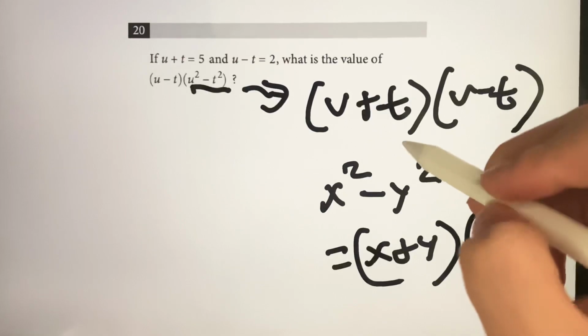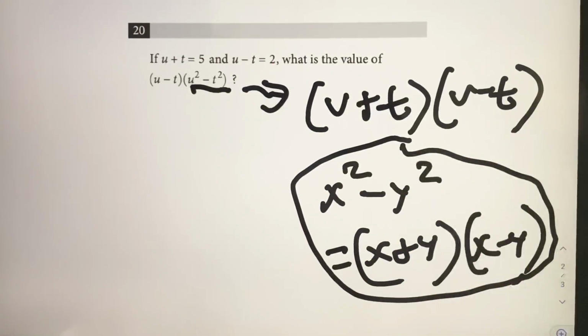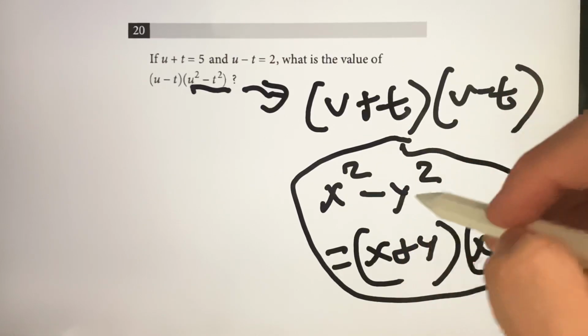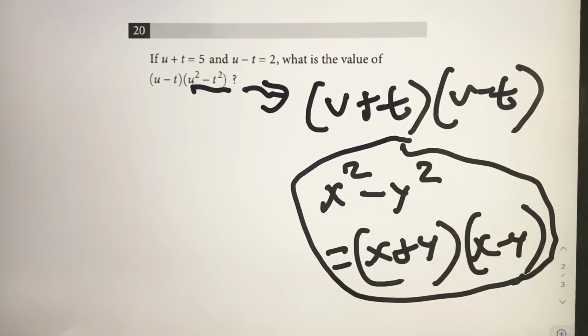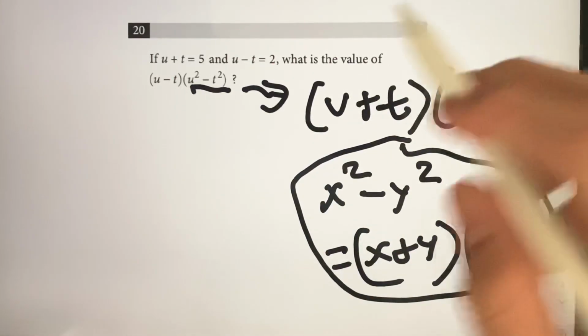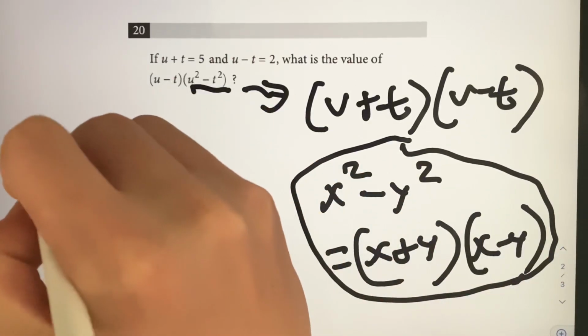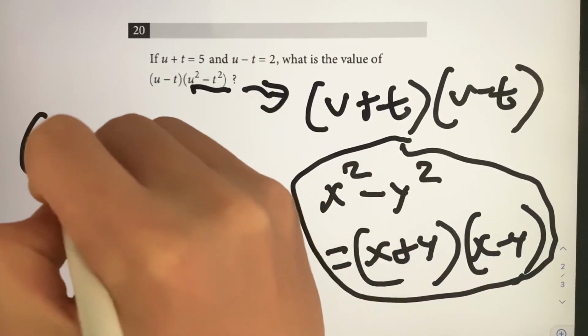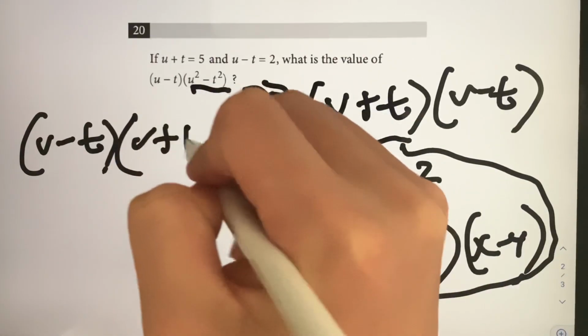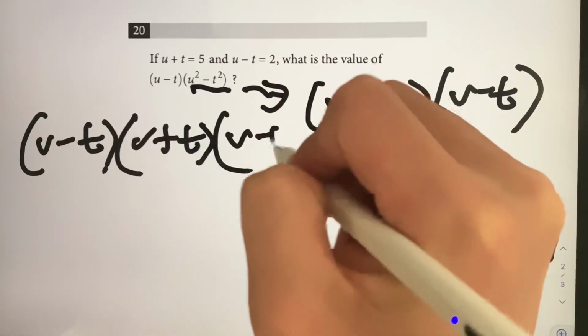Okay, so try to remember this law right here. Not really a law, but it's an equation. It's called the difference of squares. As you can see, it's the difference, subtraction, of squares. x plus y times x minus y. So u squared minus t squared is equal to u plus t times u minus t. Well, this then becomes parentheses u minus t times u plus t times u minus t.